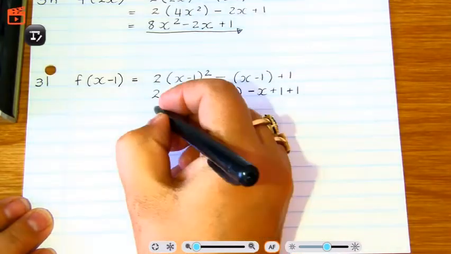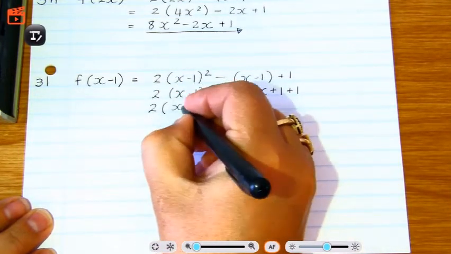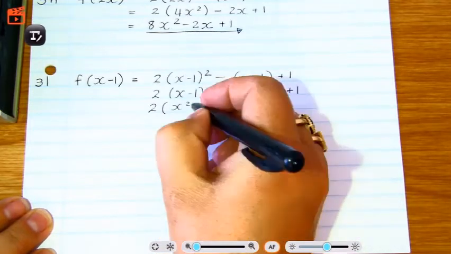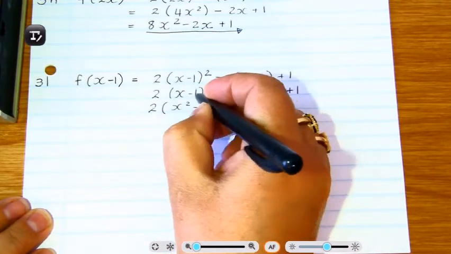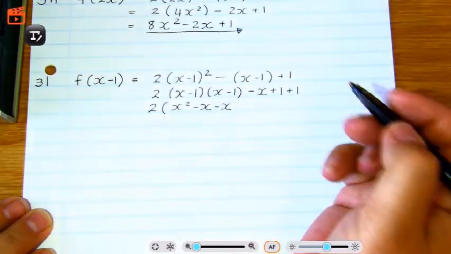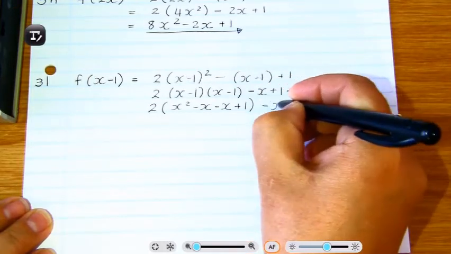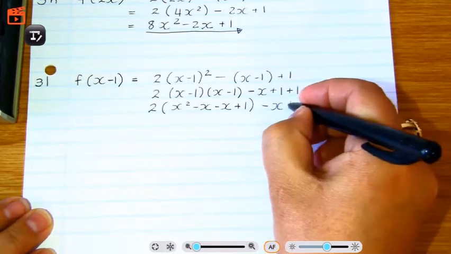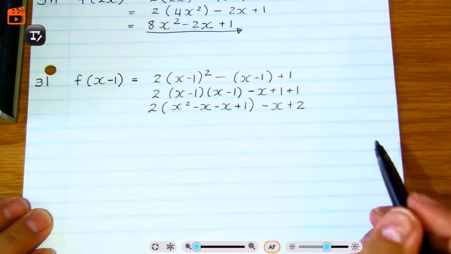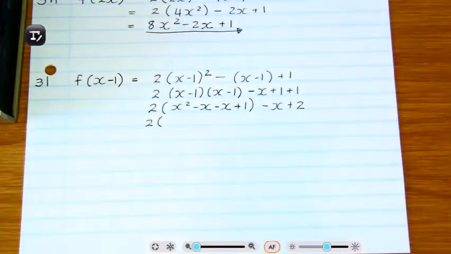So I've got x times x is x squared. x times negative 1 is negative x. Negative 1 times x is negative x. Negative 1 times negative 1 is positive 1. And then I've got minus x. 1 plus 1 is 2. From there I'm going to simplify inside. You can see I am doing every step here. You guys can skip steps if you want to.